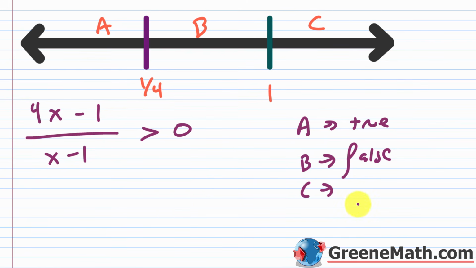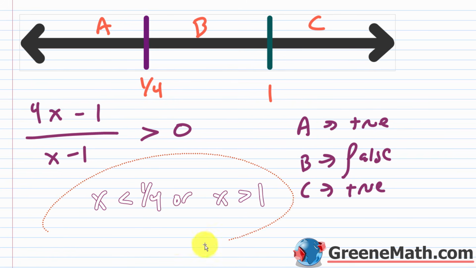Okay, for C, let's just use 2. So 4 times 2 is 8. 8 minus 1 is 7. Or again, you could just say it's positive. And this is over 2 minus 1, which is 1, right? So you would say positive over positive is positive. That's greater than 0, so this is true. Or you could just say 7 over 1 is 7. 7 is greater than 0. That's true. So either way, we know that the solution here would be anything where x is less than 1/4, or anything where x is greater than 1.